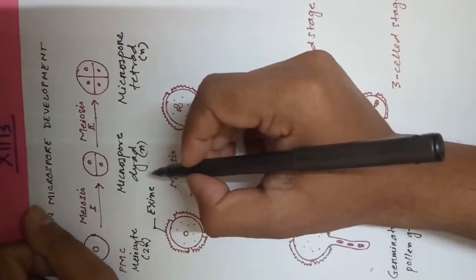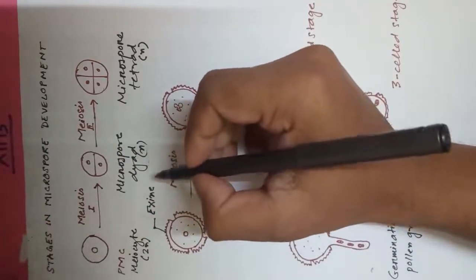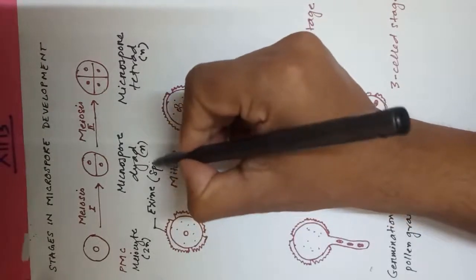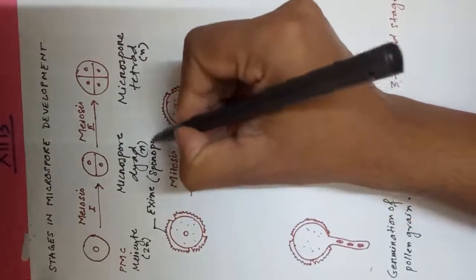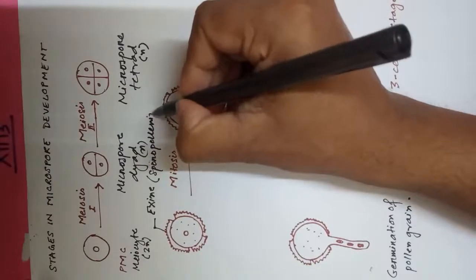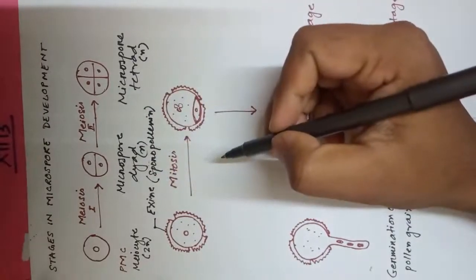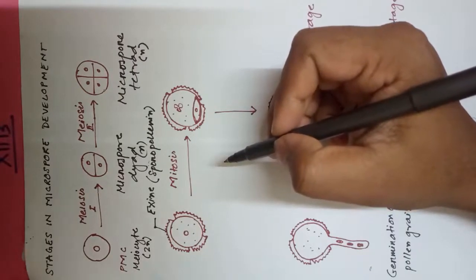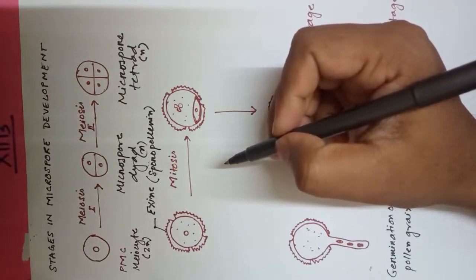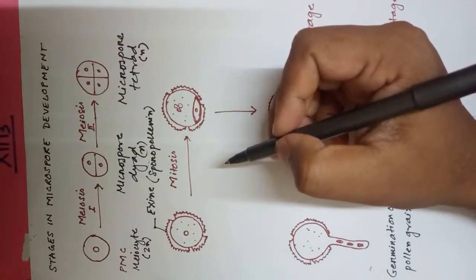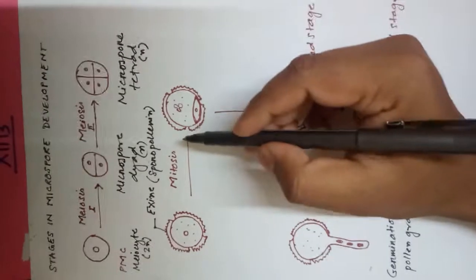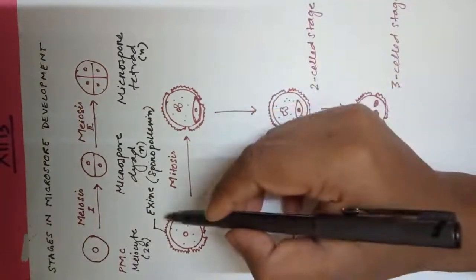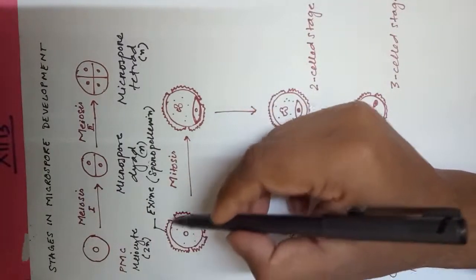Exine is made of one of the most resistant organic substances known. The substance is sporopollenin. Sporopollenin is one of the most resistant substances known on earth. It is highly resistant to alkali, to acids, to high temperature, and because of sporopollenin, pollen grains are preserved as fossils.